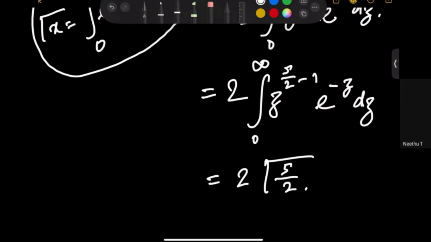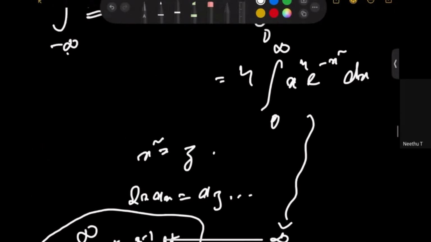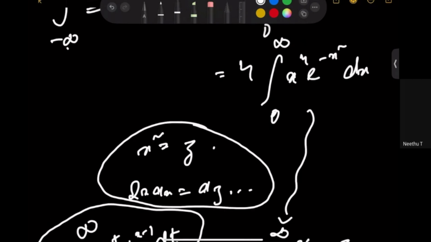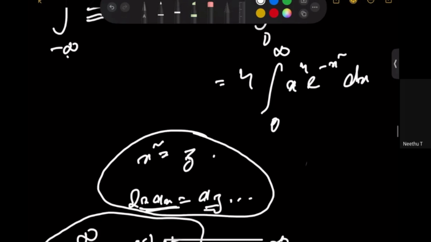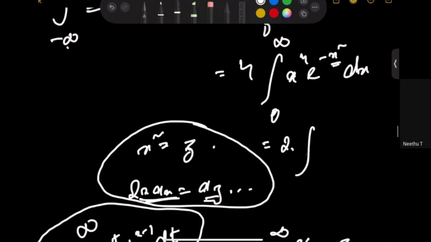So how does it become z raised to 3 by 2? Okay, that one comes from the substitution, and everything that we have to take care of, right? So I have replaced x squared by z, so that 2x dx is dz. If I replace x squared by z here, then 2x dx will be dz. So that is 2 times the integral of x to the power 3 e to the power minus x squared 2x dx.